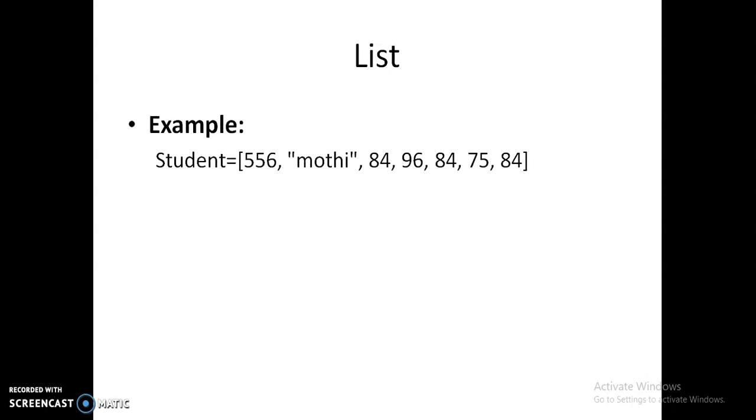Next, the example for the list is, say for example, I want to specify the data of a student. So my name of the list is student equals to, within the square brackets, I am giving values as 556 as a roll number, Moti as a student name, 84, 96, 84, 75, 84 as the marks of a student. So here I have two different types of values. Some set of values are numbers and one is a name, which is character data. So we can specify different types of elements as a collection.